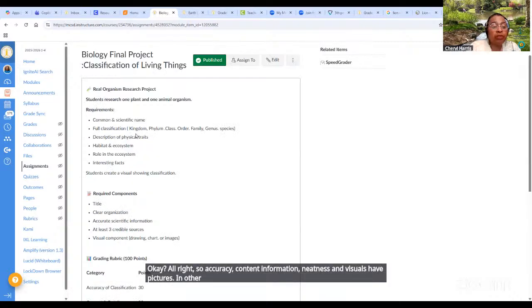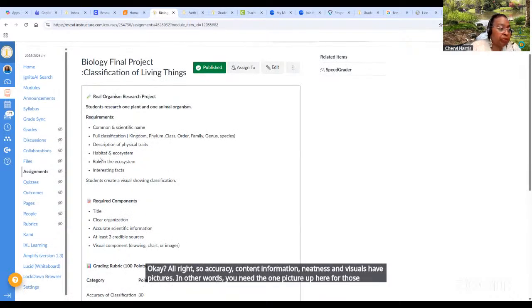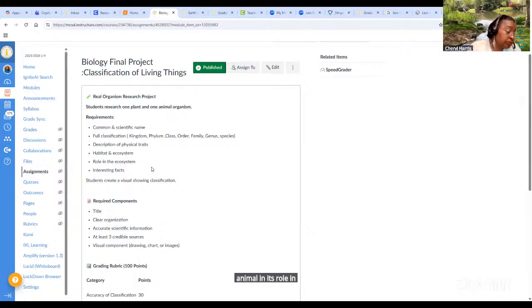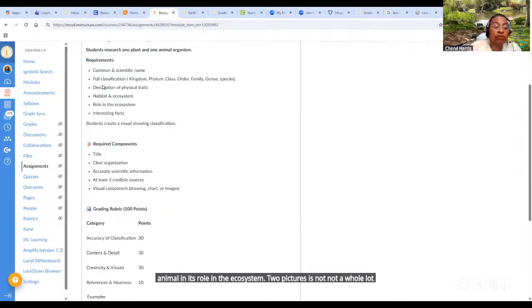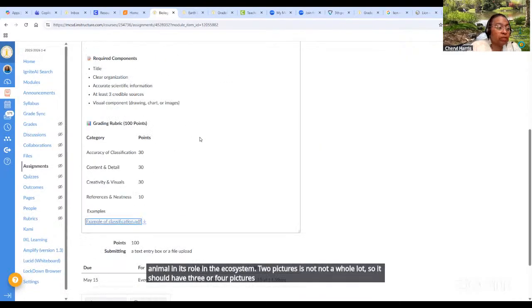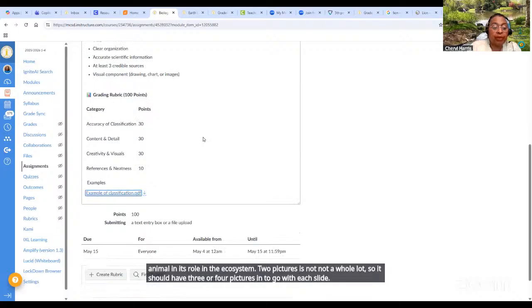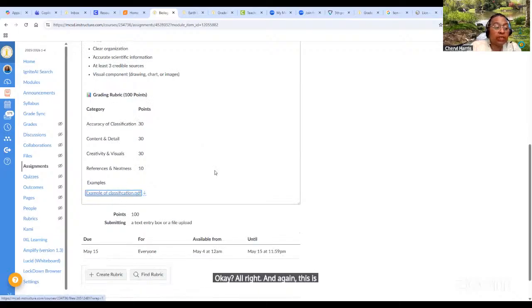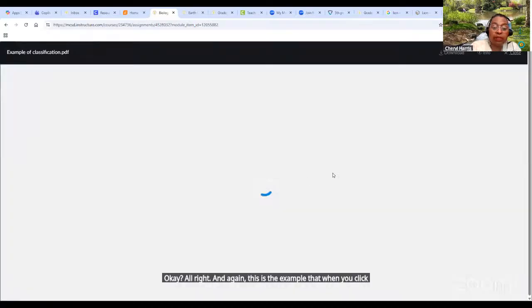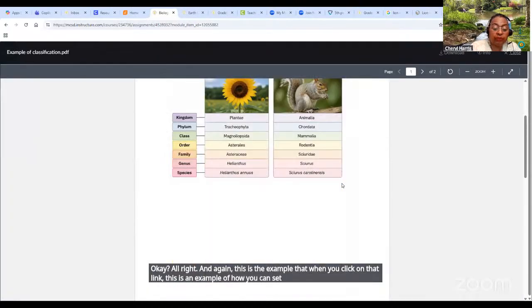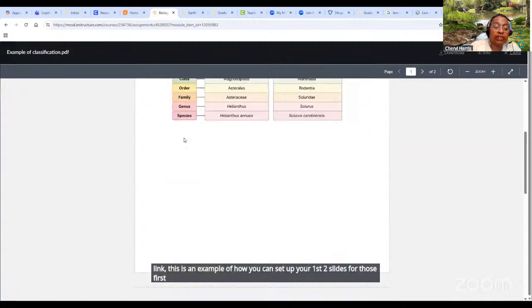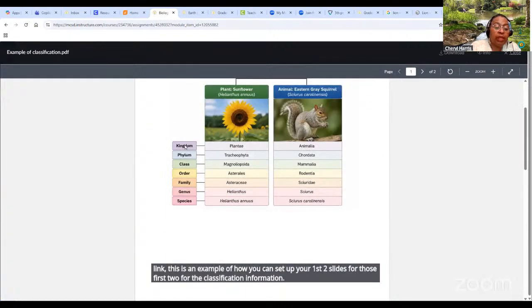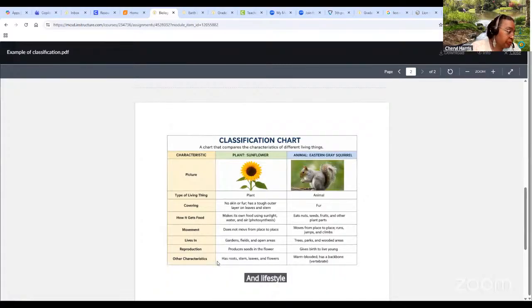Have pictures. In other words, you need the one picture up here for those, but you can have a picture of the animal in its ecosystem. You can have a picture of the animal and its role in the ecosystem. So two pictures is not a whole lot. It should have 3 or 4 pictures to go with each slide. Okay. And again, when you click on that link, this is an example of how you can set up your first 2 slides for the classification information and lifestyle information. All right.